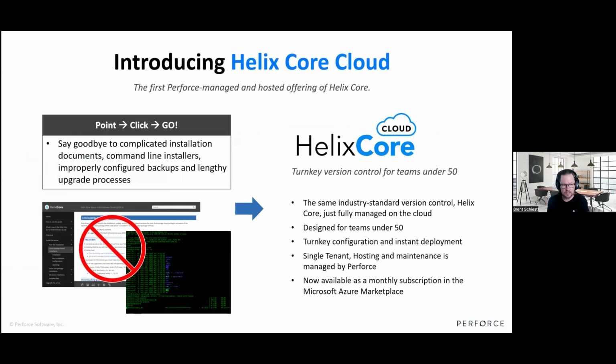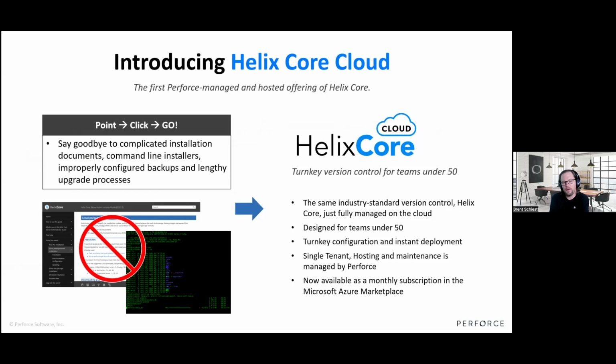When we talk about Helix Core Cloud, traditionally here on the left, you've always had to first start with our P4 administrator guide, Helix Core Server Administrator Guide. You had to read through the section on installing the server. What are the prerequisites? What do I do if it's Linux versus Windows versus macOS? What are all the things I need to know in order to get this up and running myself on my OS of choice? It is a challenging process, and we recognize that.